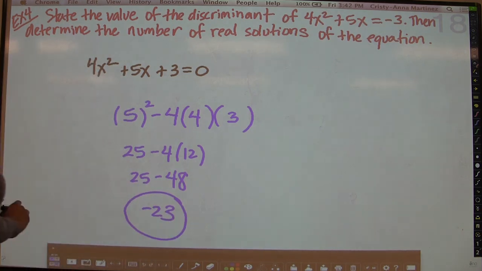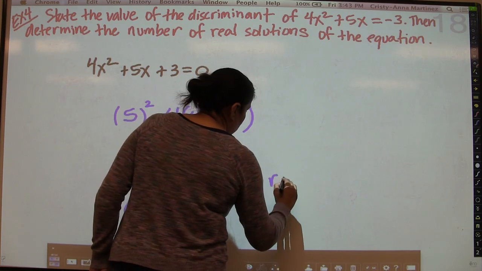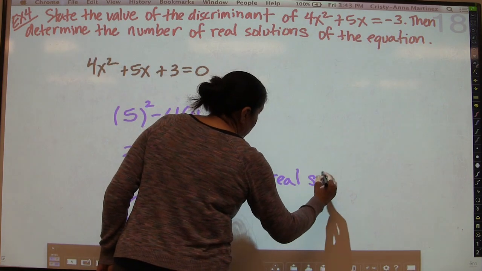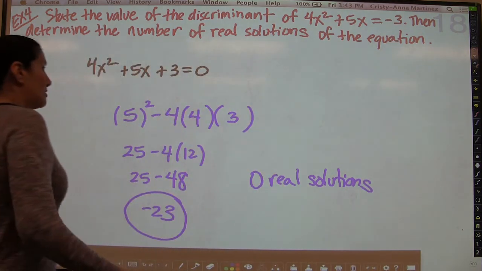So first part of the question was to state the value of the discriminant. The value of the discriminant is negative 23. Because it's negative, and because of what we said earlier, that means that as far as the number of real solutions, this particular equation will have no real solutions. 0 real solutions, because it was a negative value. All right, and that's all you have to do.